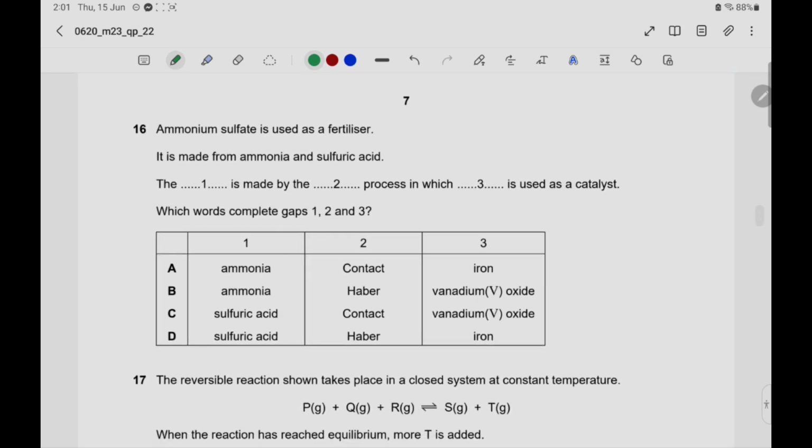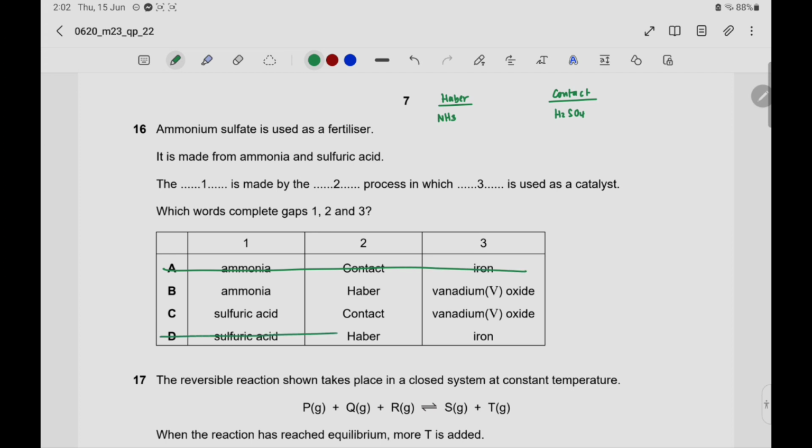Ammonium sulfate is used as fertilizer. This question is kind of fun because they just want you to know how you make ammonia and sulfuric acid. In our whole syllabus, we only learn about 2 processes. One of them is contact, one of them is Haber. I always memorize contact process: acid is very dangerous, I cannot touch it, so acid is contact process. So eventually ammonia should be Haber already.